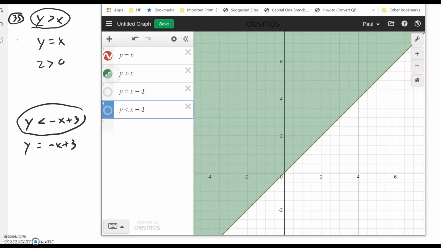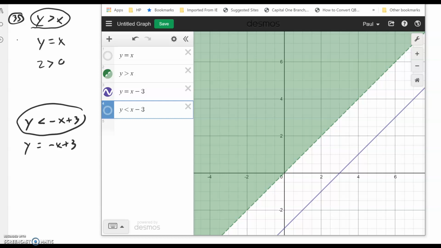Now let's take a look at that. I'm going to get rid of the boundary line because remember, the boundary line is now dashed because it's not greater than or equal to, it's just greater than. And now we do the same thing on the same graph. So we're going to graph this boundary line, and then we're going to test it. So there's the boundary line.